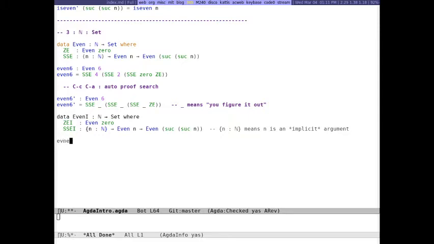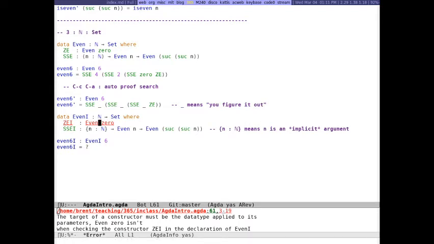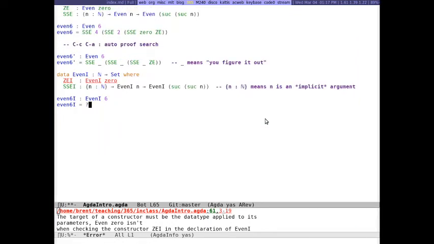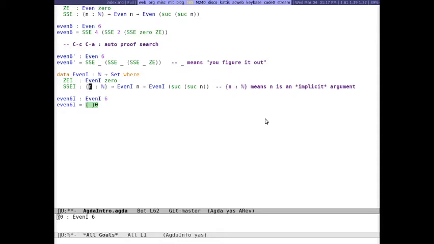So we could redo the same thing: even I 6. Now I have to say even I. All these ones have to be even I instead of even. Okay, there we go. I think I hadn't saved anyway. Now, if I say SSEI, I didn't give it that n argument, and it's just expecting a proof that 4 is even now.